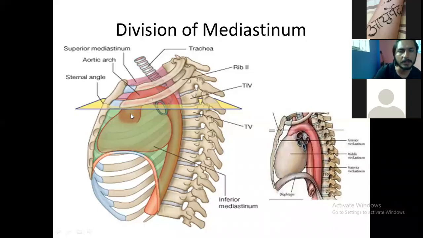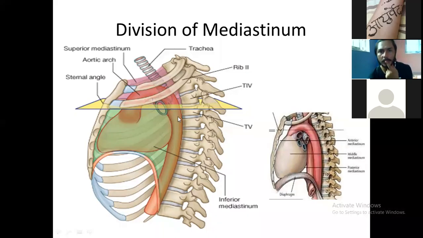Now you have confusion in the ascending aorta. See, this is the ascending aorta. It is below the transverse thoracic plane, and so it is the content of middle mediastinum. Okay. And see, ascending aorta terminates here only, so the arch of aorta begins, isn't it? Yes, sir. Ascending aorta in the middle mediastinum terminates at the level of transverse thoracic plane. So arch of aorta begins. Then arch of aorta terminates at the level of transverse thoracic plane, and the descending aorta begins.